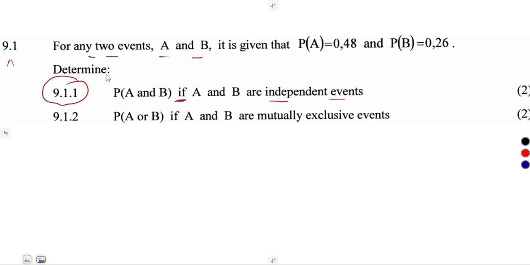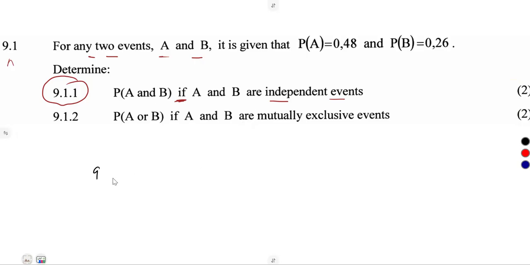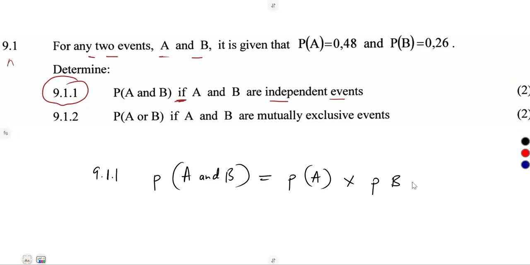There is a condition that you must work with to determine the probability of A and B. So what is the condition for independent events? We understand that for two events A and B to be independent, the probability of A and B must be equal to the probability of A times the probability of B. That is what we must understand for events A and B to be independent.